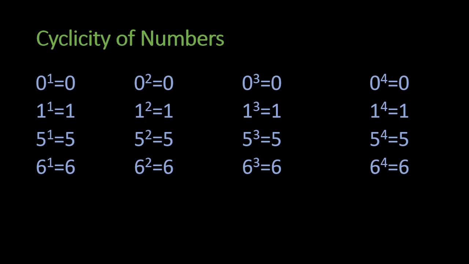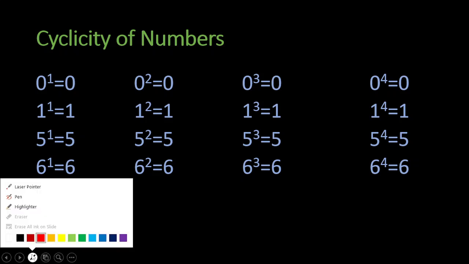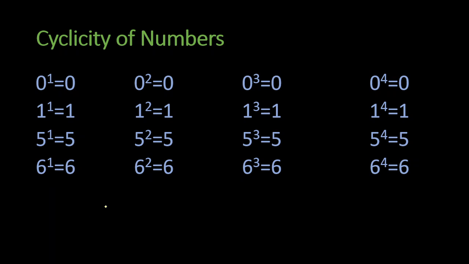So 0 to the power of 1 is 0, 0 to the power of 2 is also 0, power 3 is 0, and 0 to the power 4 is also 0. Now for 1 also, we'll have the same mechanism here. 1 to the power of 1 is 1, 1 squared is 1, 1 cubed is 1, 1 to the power of 4 is 1. 5 to the power of 1 is 5, 5 squared is 25.